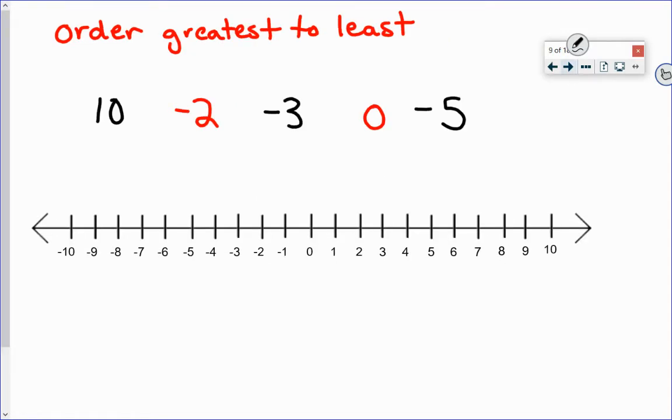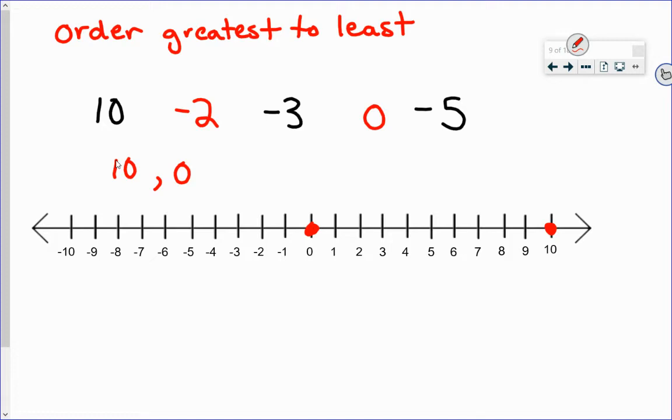Now, what if we reverse it, Mr. Renfro, and go greatest to least? Well, then I need positive numbers first and negative numbers last. So what would be the largest positive number we have here? Well, that would be 10. 10 is first. All right, then what? Well, we don't have any more positive numbers, but we do have 0. So 0 would be next.